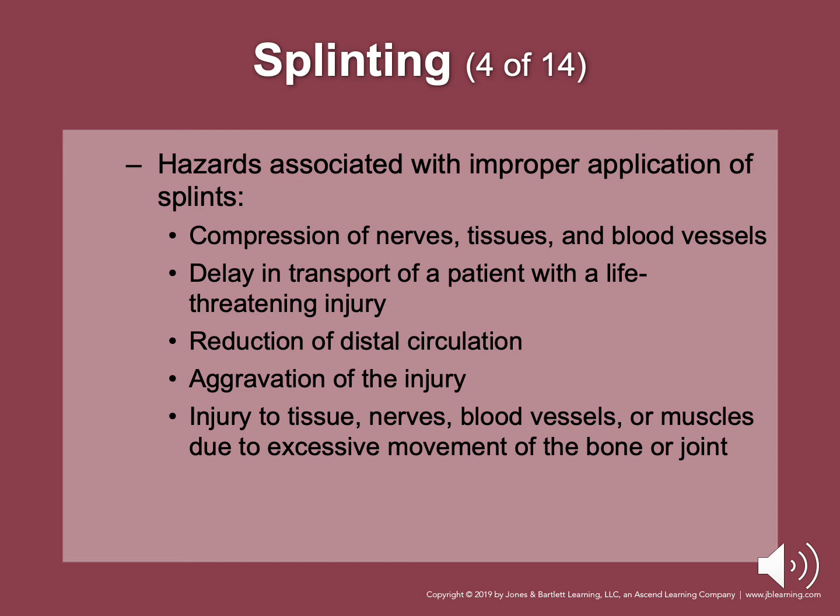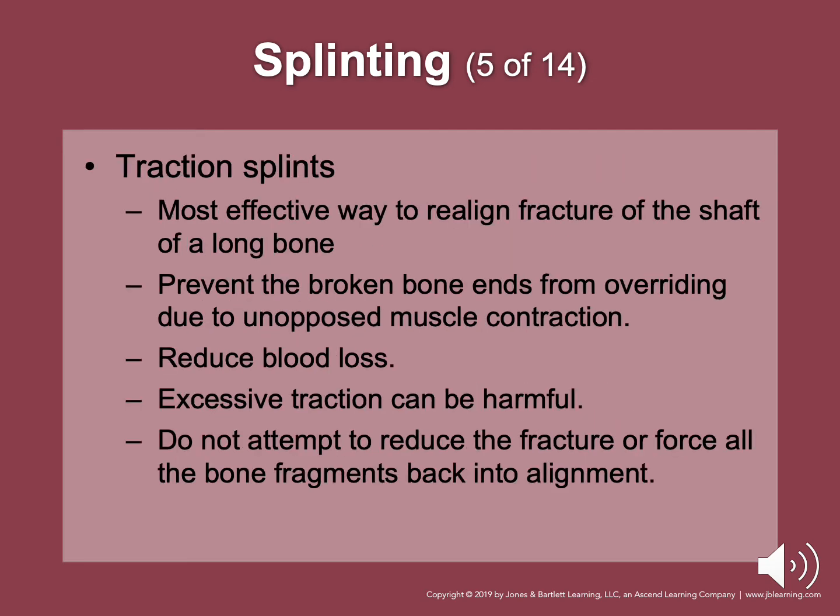joint. Traction splints are the most effective way to realign a fracture of the shaft of a long bone. Prevent the broken bone ends from overriding due to unopposed muscle contraction. Reduce blood loss. Excessive traction can be harmful, and do not attempt to reduce the fracture or force all the bone fragments back into alignment.